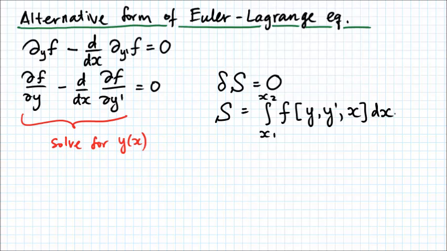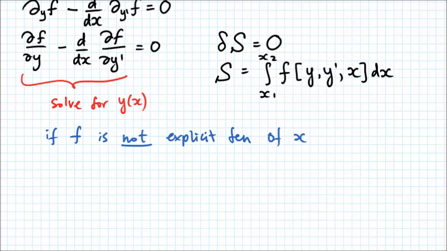Now, today we will learn another form of Euler-Lagrange equation, which is particularly useful for certain types of f. If f is not an explicit function of independent variable x. So our goal is to rewrite this equation in such a way that the alternative would be useful whenever partial derivative of f with respect to x is 0.